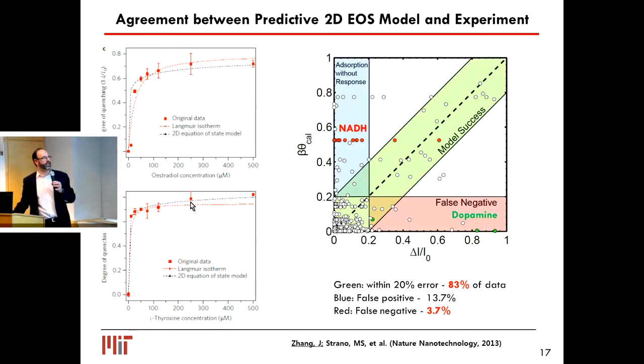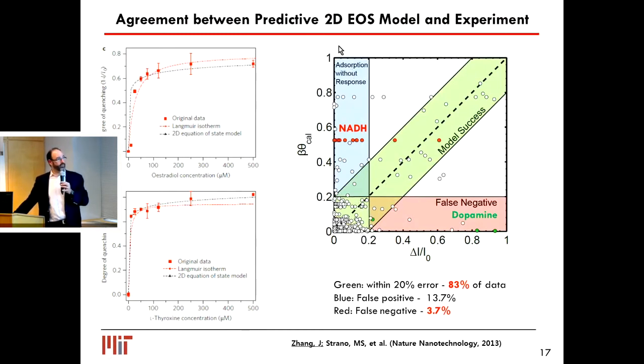And I'm going to skip a lot of that, but it would show you that the model has some predictive capability. First, the model can predict the adsorption isotherm. So you see this here. This is experimental data. And the 2D equation of state model does a pretty good job of describing the adsorption isotherm of this is L-thyroxine, this is estradiol. So you see, it does a pretty good job of describing the dynamics of the thermodynamic equilibrium on the carbon nanotube.